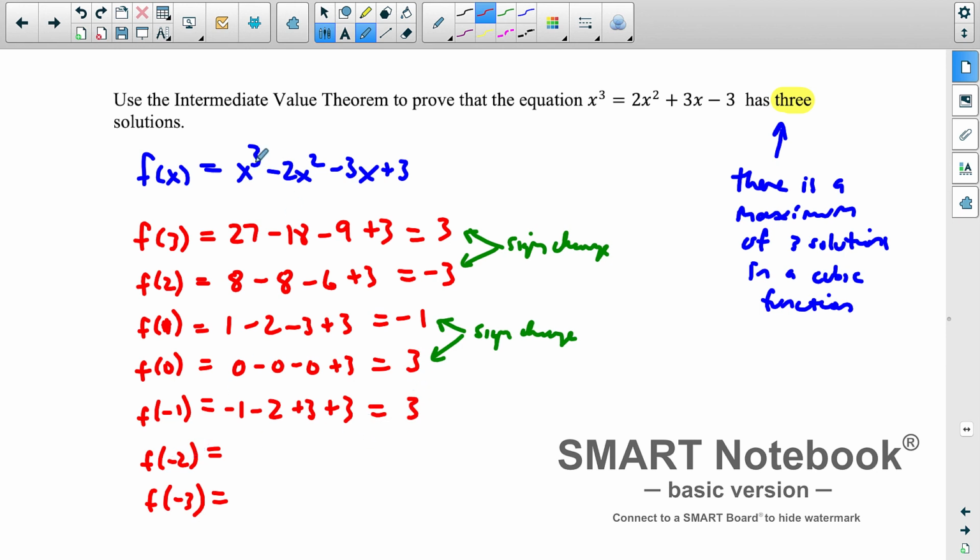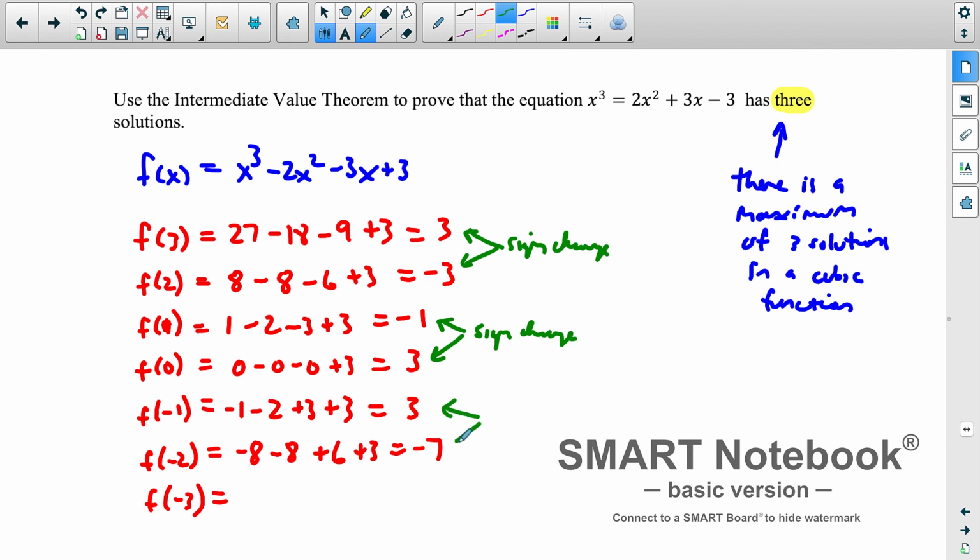Negative 2. Negative 2 cubed is negative 8. Negative 2 squared is positive 4. Times negative 2 is negative 8. Negative 3 times negative 2 is positive 6. And another plus 3. I think we found it, didn't we? Negative 8 take away 8 is negative 16. Goes up to negative 10. Goes to negative 7. And we did it. We got another sign change right here.